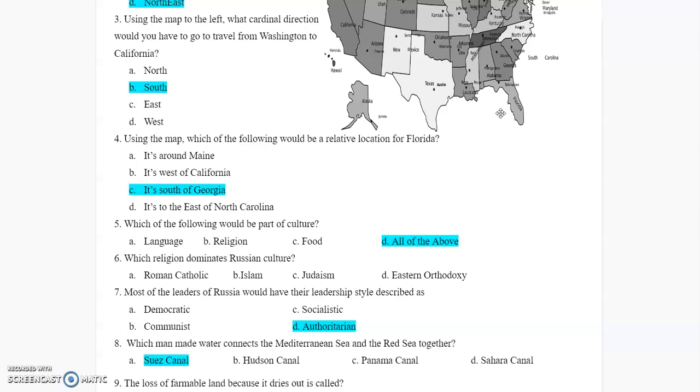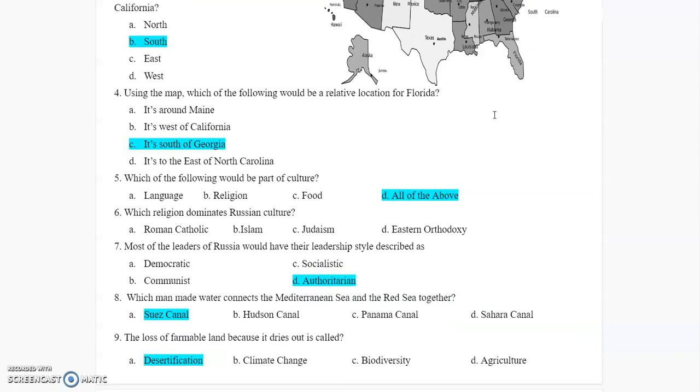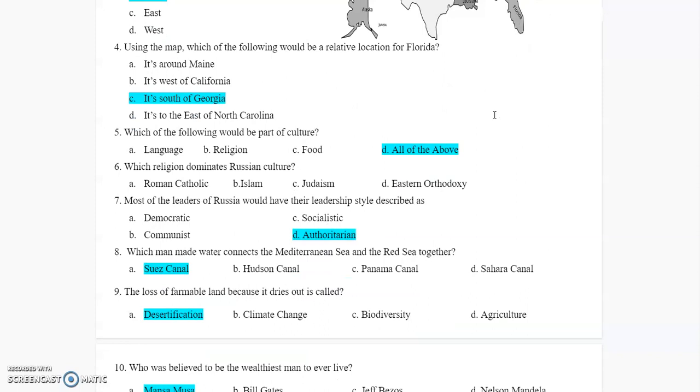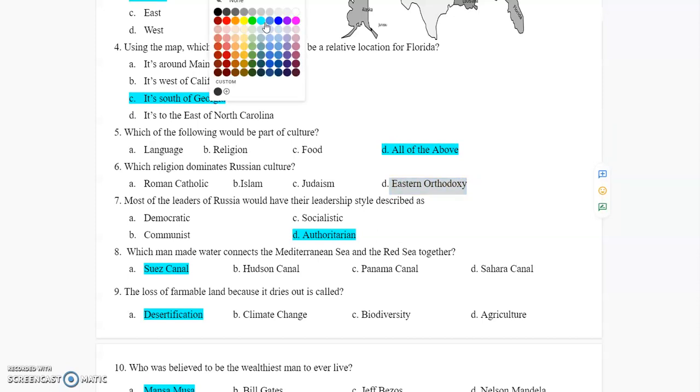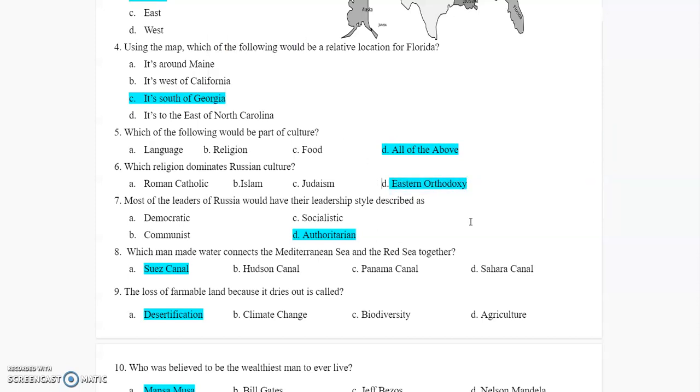Number 5, which of the following would be part of culture? Remember that culture encompasses almost everything. It's letter D, all of the above. Number 6, which religion dominates Russian culture? That is Eastern Orthodoxy. I forgot to prep that and underline it in advance, my bad. So it is Eastern Orthodoxy, letter D.